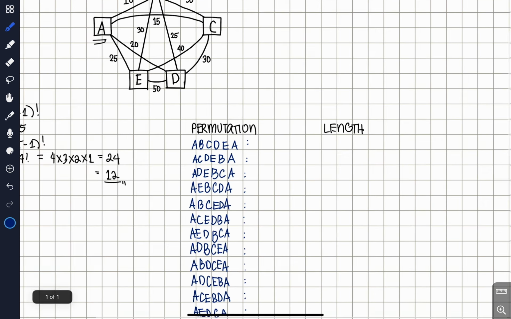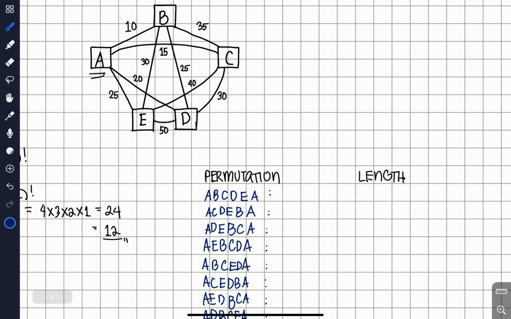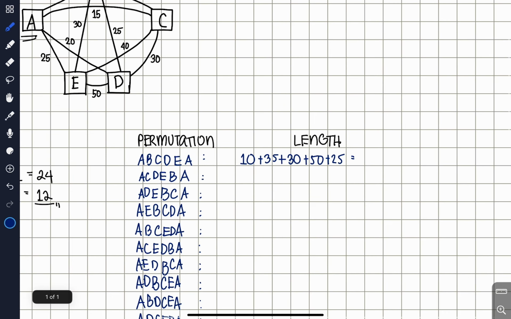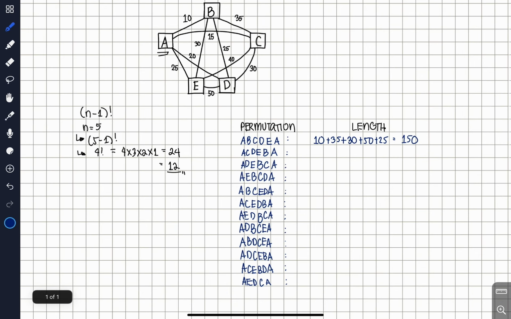For our first one, we have A, B, C, D, E, A. So let's start off. From A to B, we have 10. From B to C, we have 35. From C to D, we have 30. From D to E, we have 50. And from E to A, we have 25. So this adds up to 150.